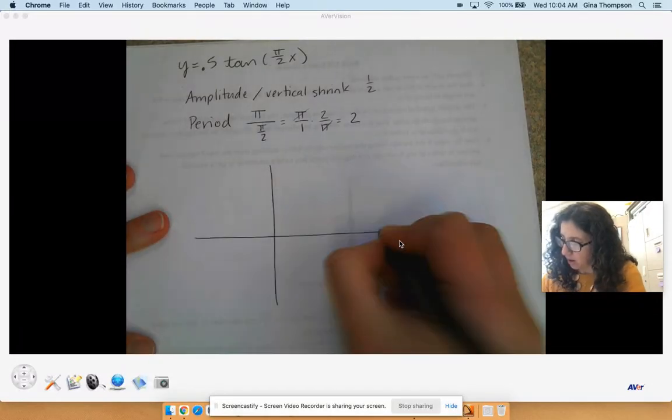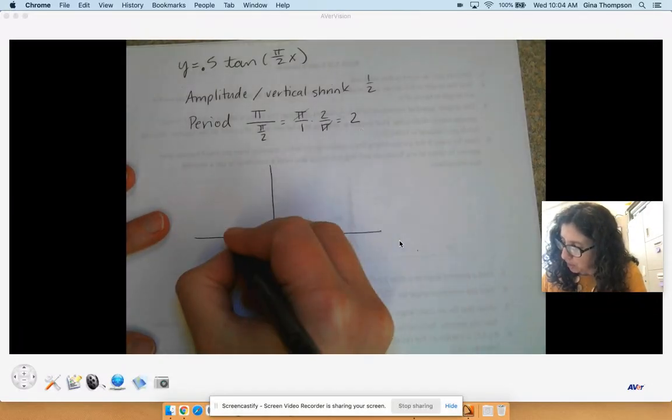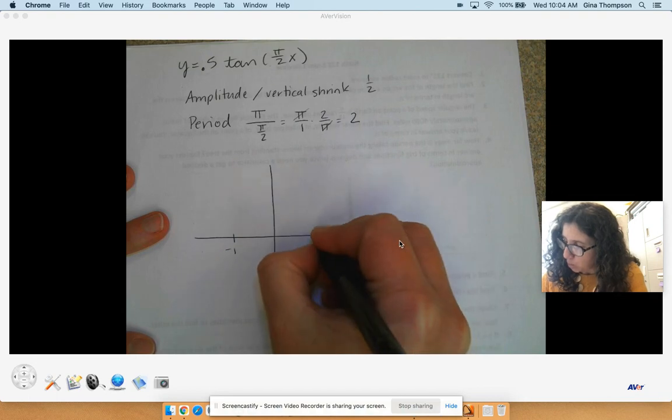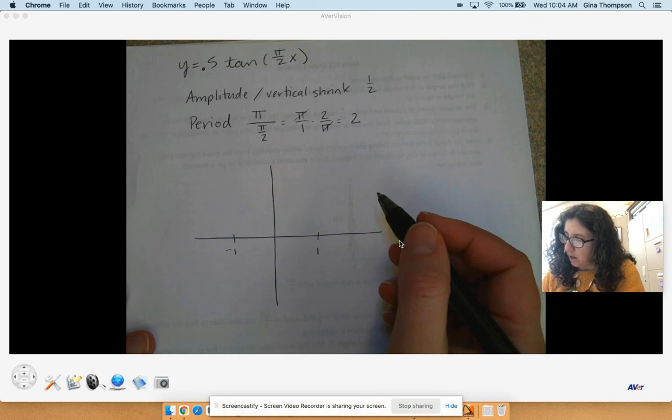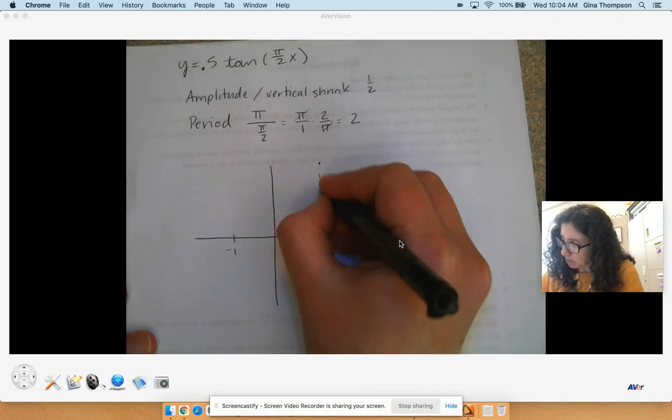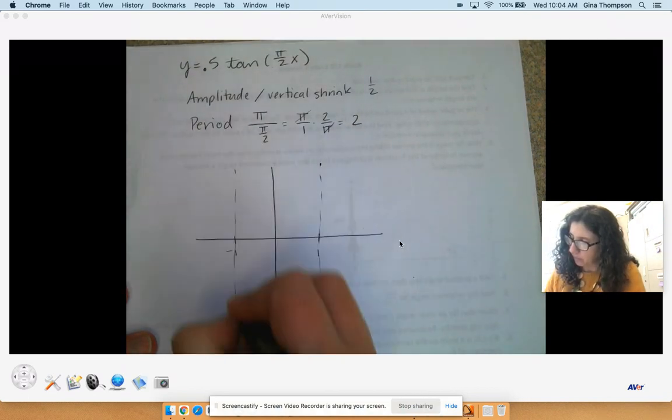It hasn't been shifted at all. So the period is 2, so it's going to be going from negative 1 to 1. It's still centered at 0, right? Okay, so we have vertical asymptotes here and here.